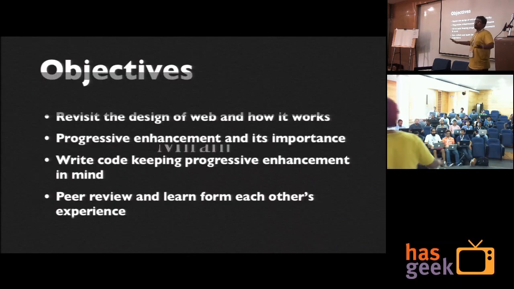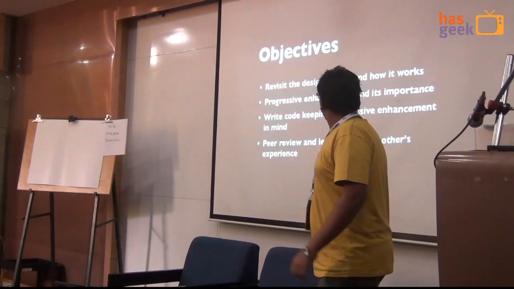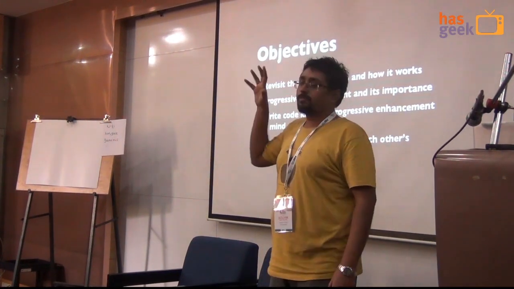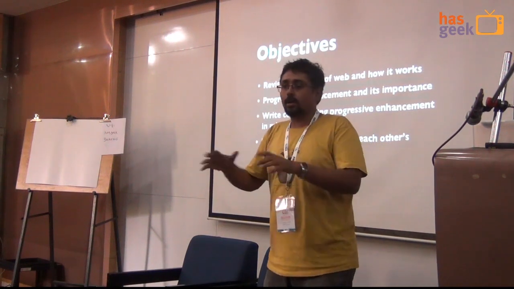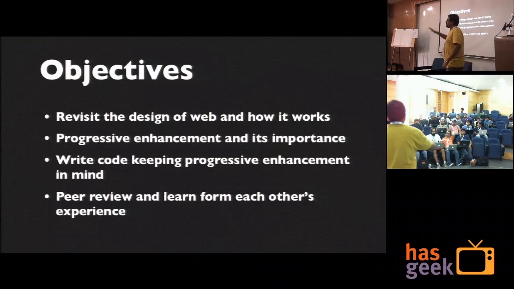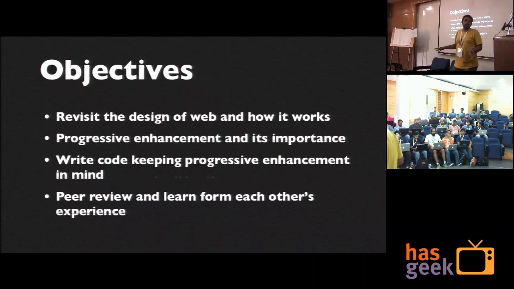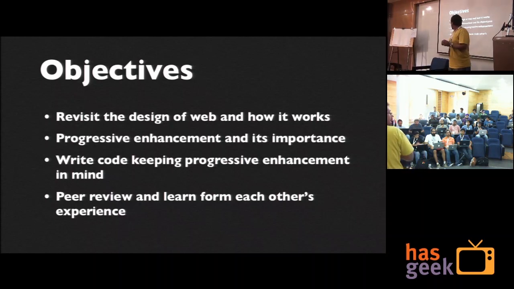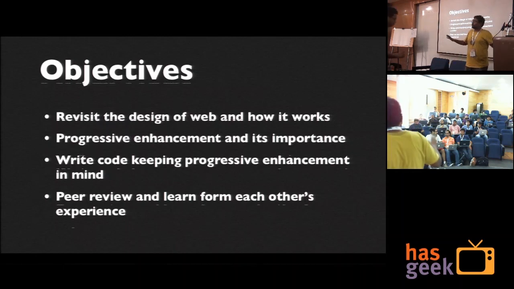I want to just clarify the objectives of this session right at the beginning. One is I want us to revisit the design of the web. How was the web conceived? How is it meant to work? And go a little bit into that. From there, we want to move on to progressive enhancement. Why is it important? Why is it good? From there, we want to write code in a progressive enhancement manner. And finally, we want to do peer review and learn from each other's experience. So that is the overall objective.